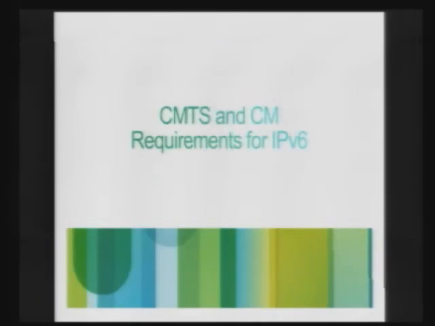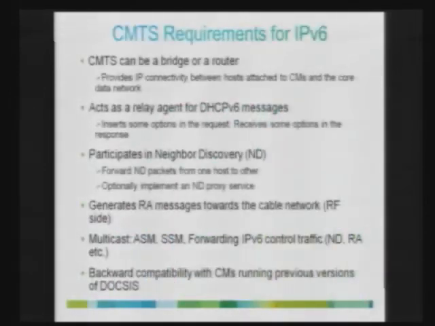Now CMTS and CM requirements for IPv6. The CMTS can be a bridge or a router, but typical implementations out there have the CMTS acting as a router. It needs to be a relay agent for DHCPv6 messages, because it sends out the DHCP relay forward message, which encapsulates the original messages coming in from the client side, and the DHCP relay reply message will be de-encapsulated to extract the original message and send it back to the client.